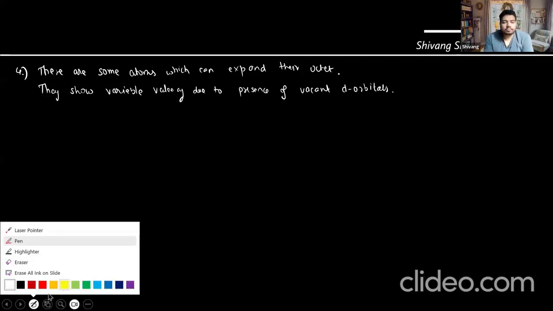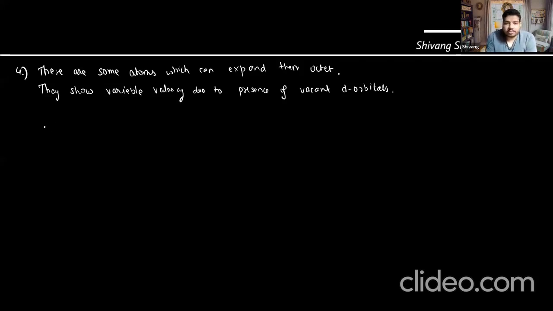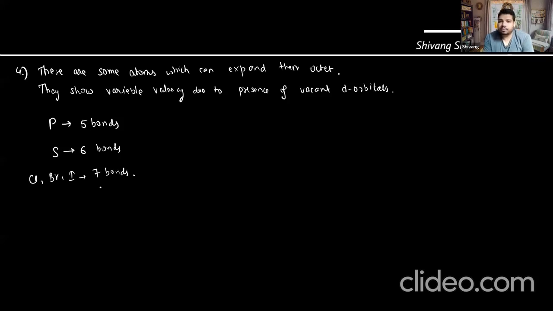Fine. So, what are those atoms? So let's talk about them. We have phosphorus, which can make 5 bonds, means it can have 10 electrons. Fascinating, right? Sulfur can have 6 bonds. Chlorine, bromine, iodine can make 7 bonds. Okay. Nitrogen can also make 4 bonds.